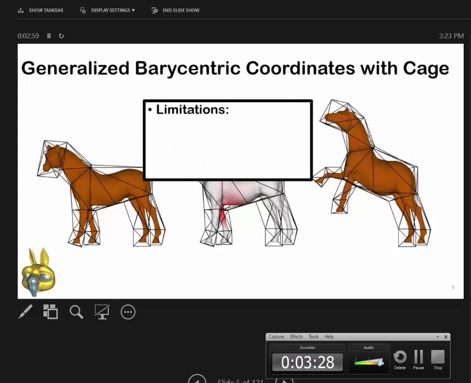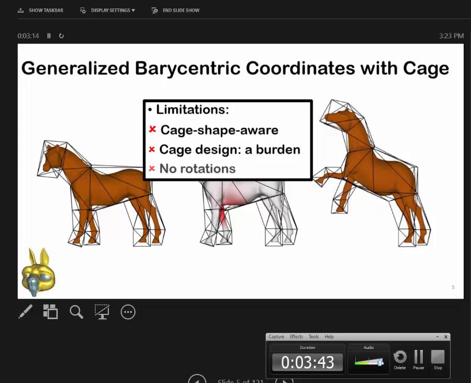One limitation of generalized barycentric coordinates is that the coordinates are actually cage-aware instead of truly shape-aware. So this means the user really needs to carefully construct the cage, which is a burden to the user. And the user can only specify translations, with no rotations directly supported.